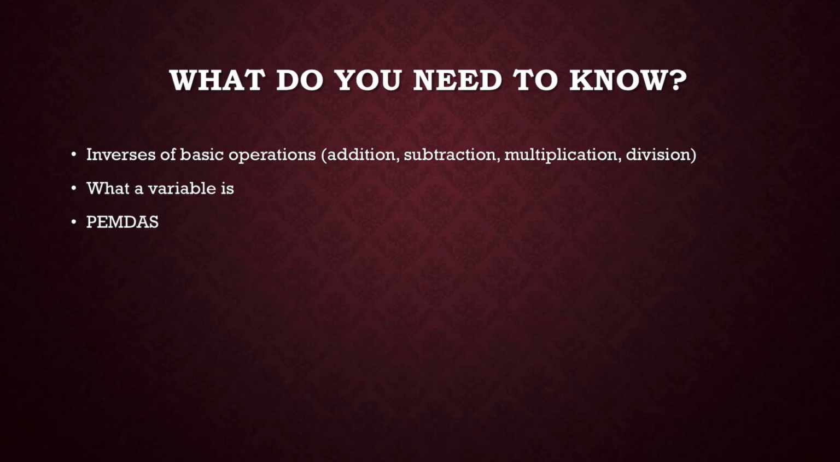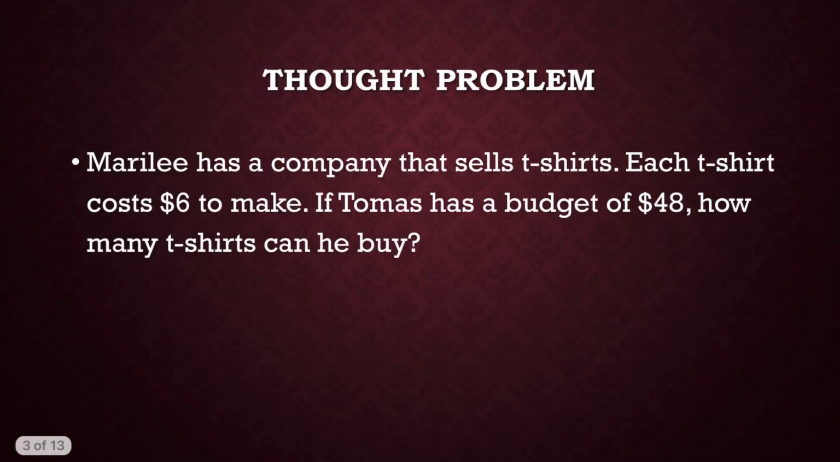This video is going to go over one-step equations, which is a step before two-step equations, believe it or not. So before this video, you should know the inverses of basic operations, so like addition and subtraction are inverses of each other, and then multiplication and division are inverses of each other. You need to know what a variable is and how we use it, and then you also need to know PEMDAS, or the order of operations.